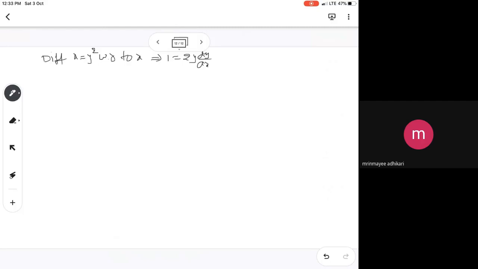So here, what do you get here? 1 is equal to 2y dy by dx. From this dy by dx, what do you get here? 1 by 2y.